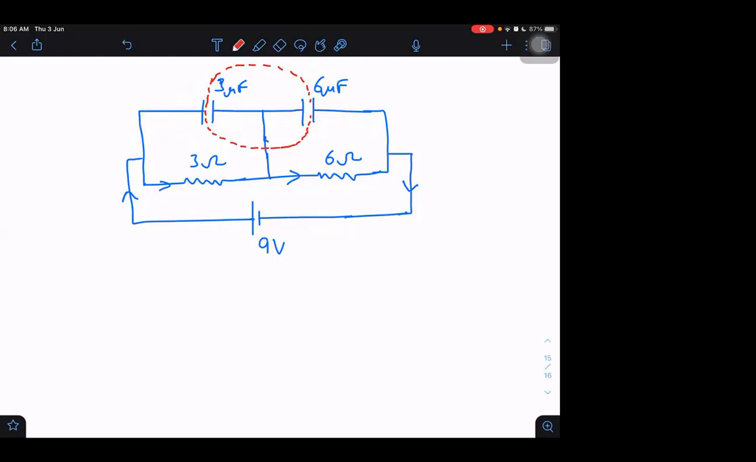Neelkantha, remember that rule. Nothing keeps on flowing through the capacitors, right? Then what do we get? 1 ampere current. 1 ampere means here it will be 3 volt, 6 volt. Then 9 microcoulombs across the 3 microfarad capacitor, and across the other one it is 36 microcoulomb. So it is plus 9, minus 9, and here plus 36, and here minus 36.